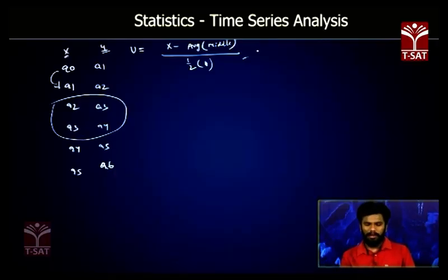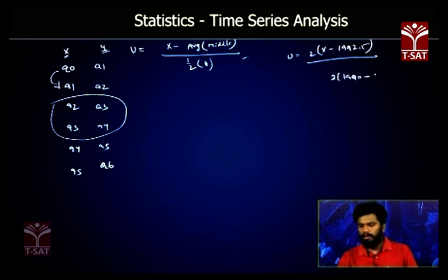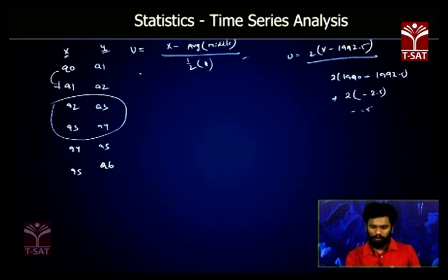Now substitute all the values in u. Put 1990. First, what is the average of the middle two values, 1992 and 1993? It will become x minus 1992.5 divided by half into 1, so it will become u equal to 2 into x minus 1992.5. Substituting 1990, 2 into 1990 minus 1992.5, it will become 2 into minus 2.5, so u will become minus 5 here. Same way we have to calculate for all the values of u.